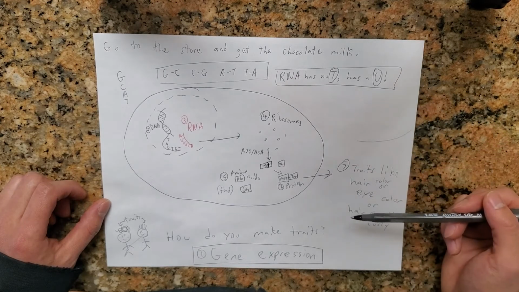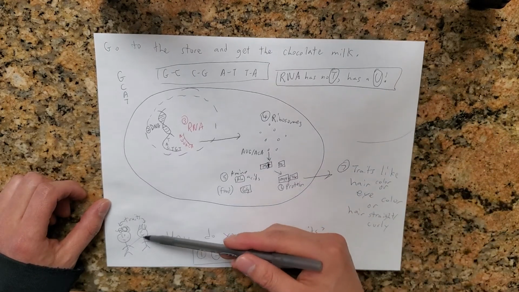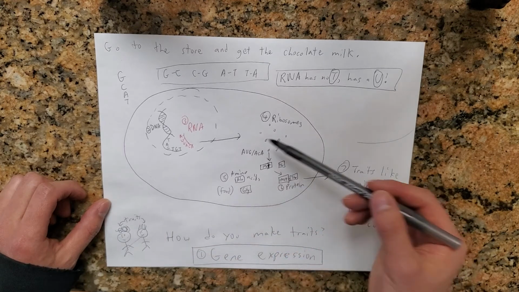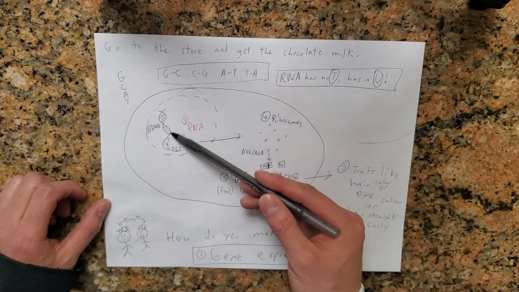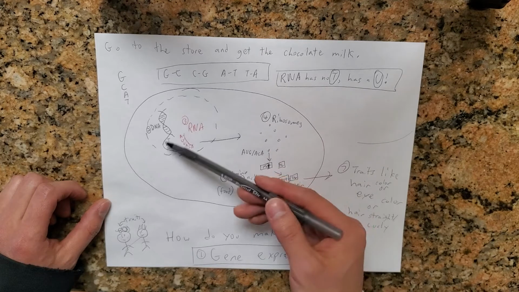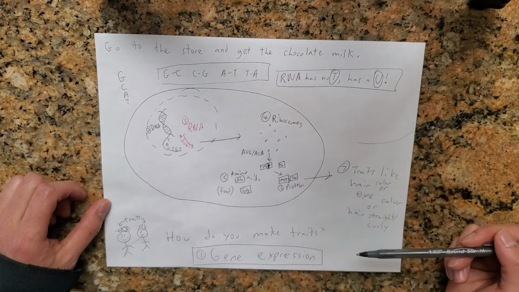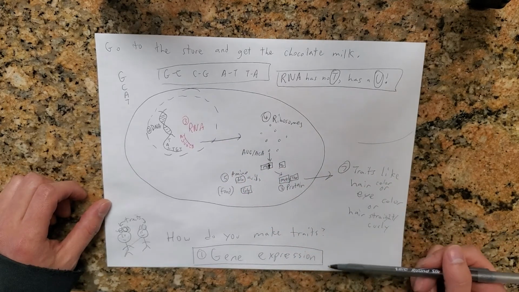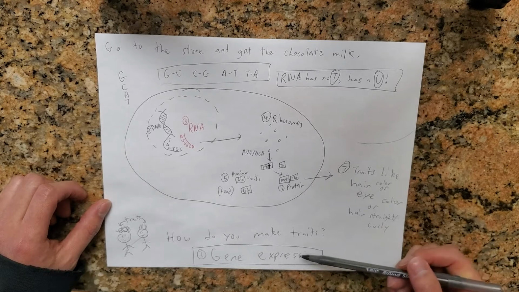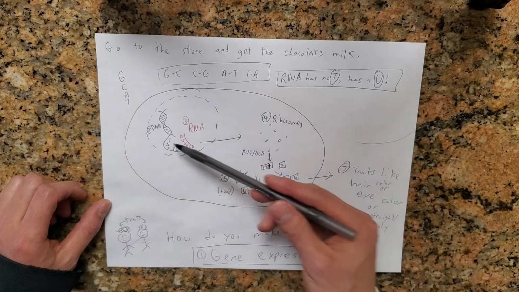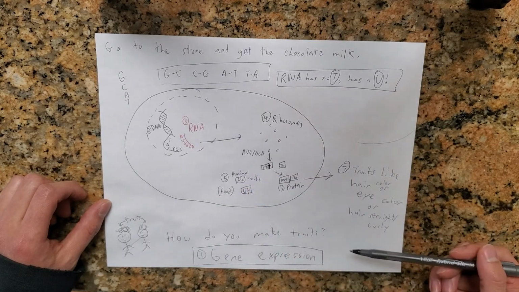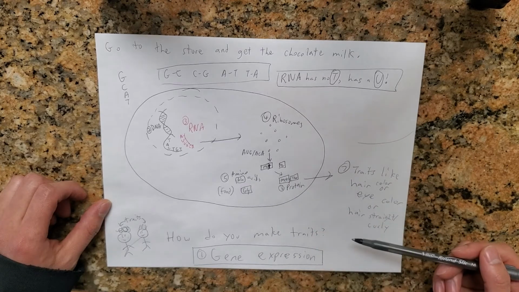Inside of your cells, you're made of thousands, millions of cells, right? All the cells have DNA instructions to tell you to do different things inside of your body. And so this process is called gene expression, when you use your cell's DNA instructions in order to make traits. And so how exactly does this happen?